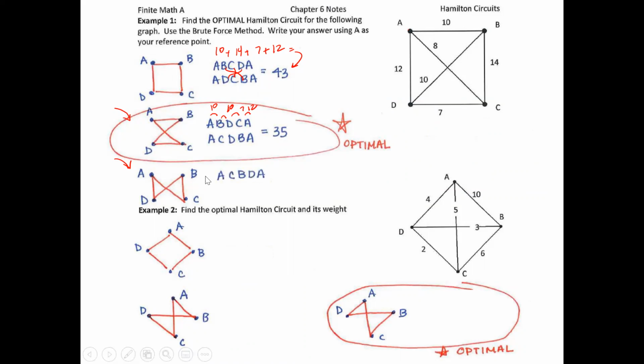Next one over here, ACBDA, or the reverse, which is going to give you 44. So which one is the most optimal? It will be the middle one because it's only 35. All right, let's take a look at this one here.